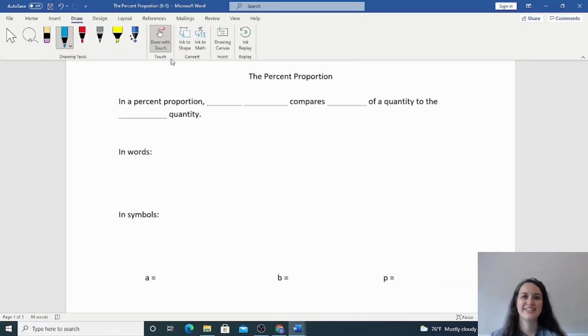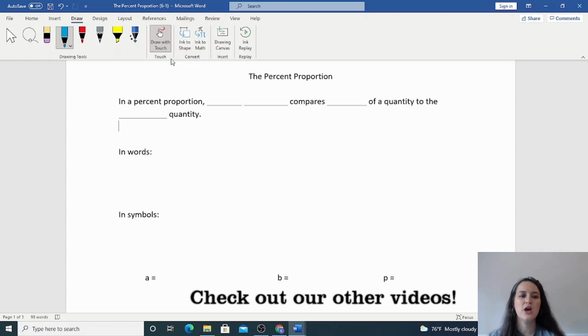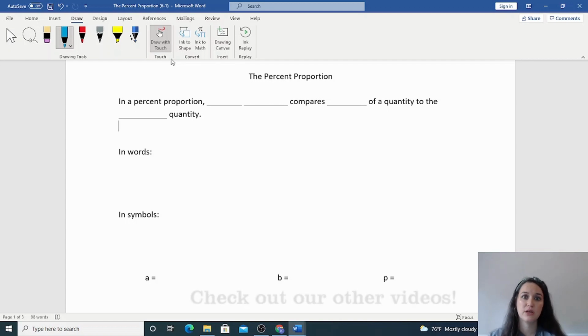Hey everyone, in today's video we're going to be talking about the percent proportion. We use the percent proportion to solve percentage problems. It's one way to solve, and we'll have other videos on different methods of solving percentage questions. You're going to want a calculator for today's lesson, so go ahead and grab one. Your phone calculator would be just fine. And let's go ahead and get started.